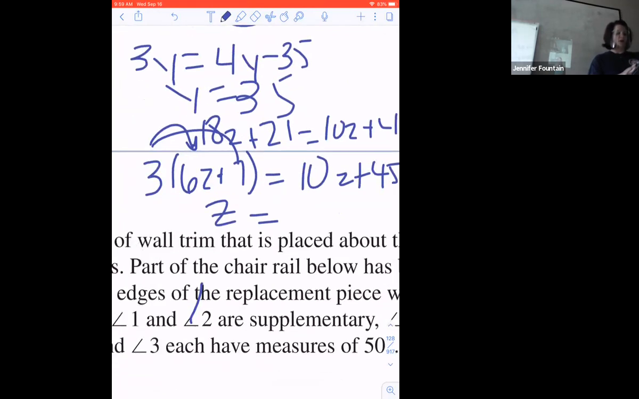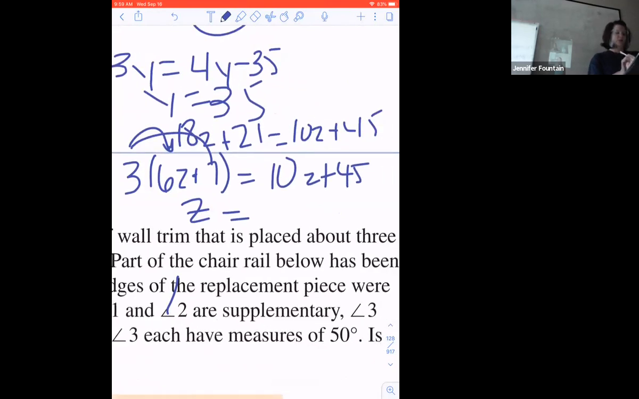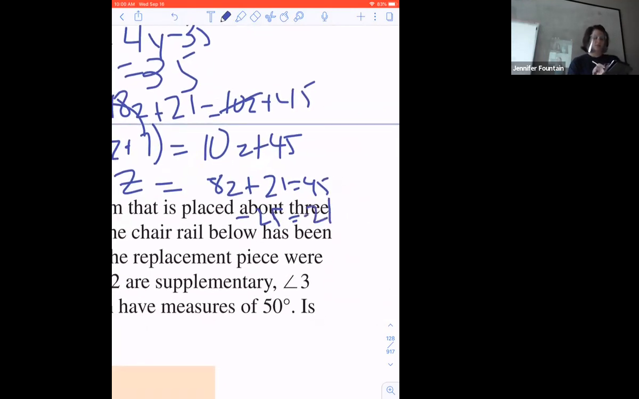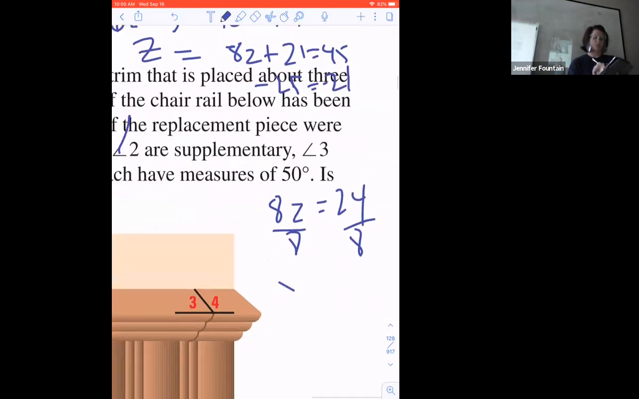I'm going to move my 10z. So now I'm going to have, let's see, that's going to cancel. So I have 8z plus 21 equals 45. I need to subtract 21 from each side. So 8z is equal to 24. Divide by 8, divide by 8. What does z equal? 3.